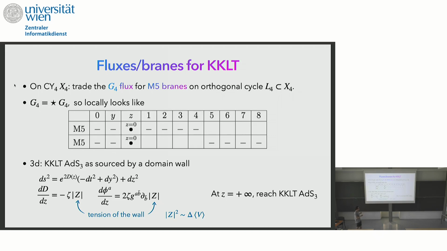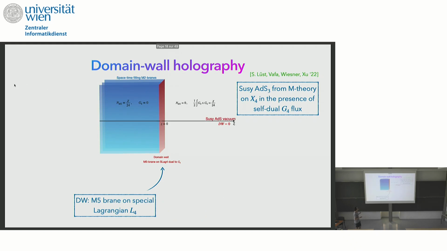And so the idea is if the KKLT solution exists, then at z equals infinity, so far away from the branes, you should reach the KKLT AdS3. So that's the picture. You have a supersymmetric AdS3 from M-theory on Calabi-Yau 4 in the presence of a self-dual flux, G4, very far away from the branes. This is somehow sourced by a domain wall made of M5 branes wrapping a special Lagrangian L4.